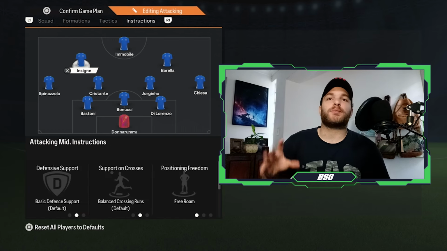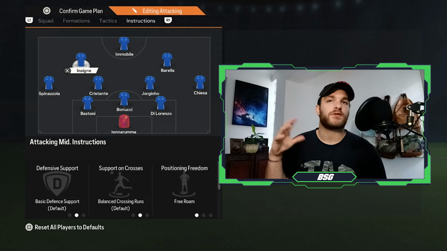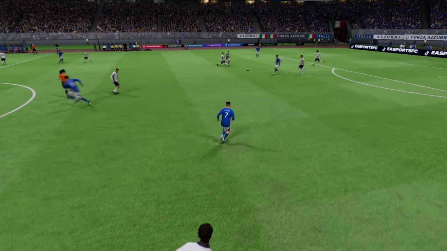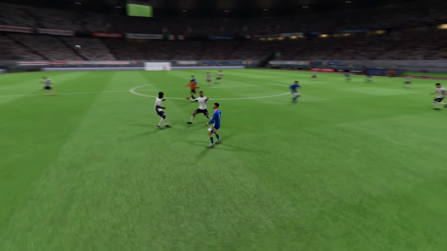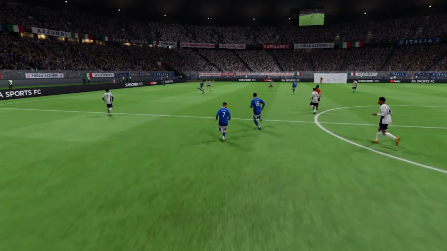Lorenzo Insigne will be deployed as the left attacking midfielder in this role, and it will allow him to attack the central zones very effectively. There will still be a bit of an interchange between him and Spinazzola with who will hug the touchline and who will attack the central areas. But quite often you will see Insigne attacking the central zone.